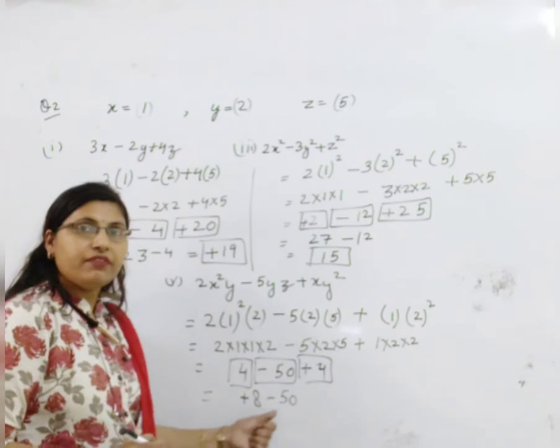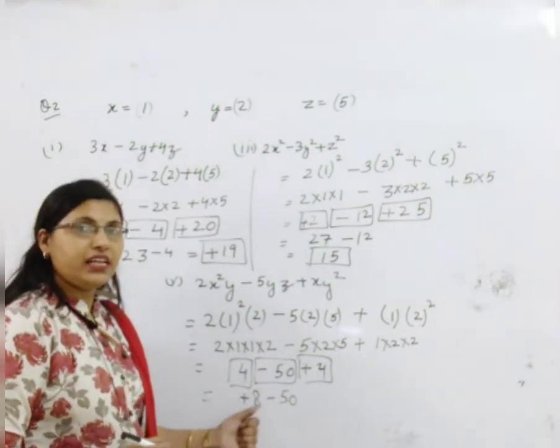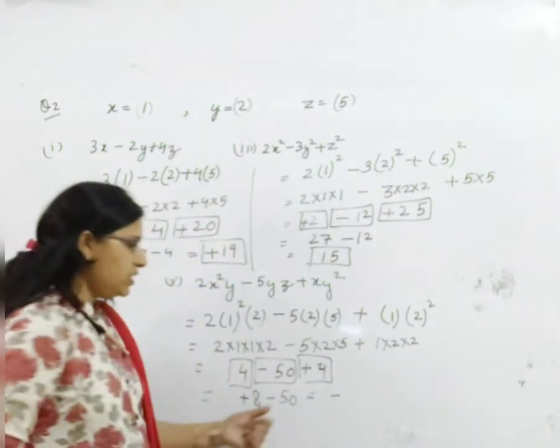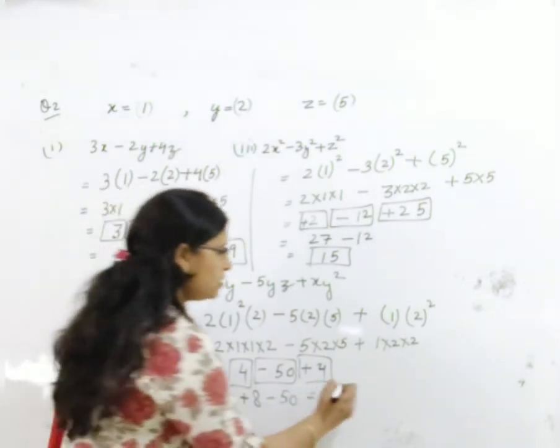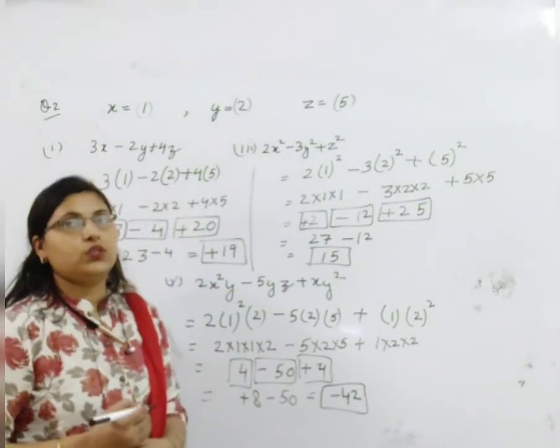Now will we subtract 8 from 50, or 50 from 8? We will subtract 8 from 50. So what is the sign of 50? Minus. So we will write minus. Now 50 minus 8 becomes how much? 42. So the answer is minus 42. Clear?